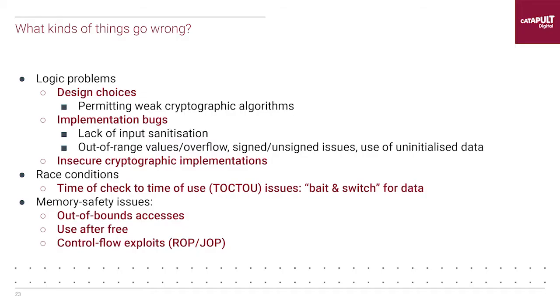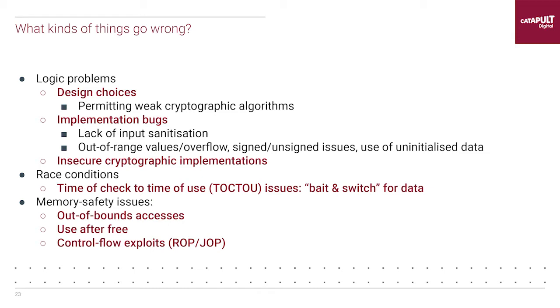So looking in a little bit more detail at what kinds of things go wrong. This is by no means an exhaustive list of the types of vulnerabilities or reasons they happen, but just to sort of give you a flavor. So for logic problems, perhaps a design choice doesn't age well or doesn't really anticipate some of the problems that may occur. So choice of weak cryptographic algorithms is one example. There are many, many ways for implementation of that design to provide scope for bugs, let's say.